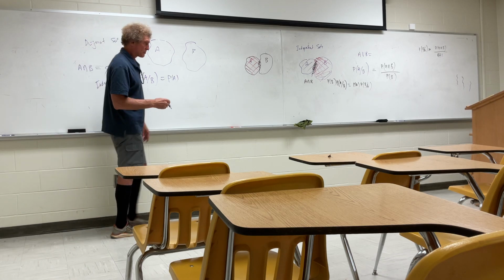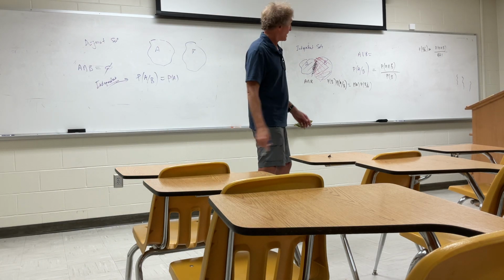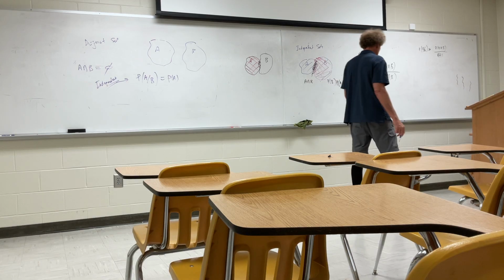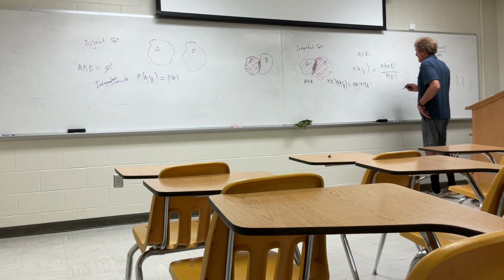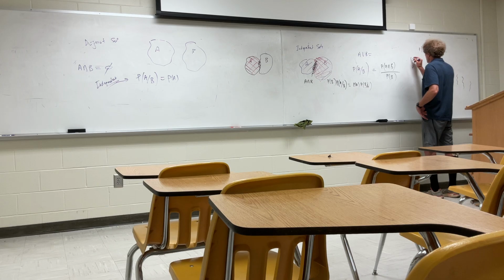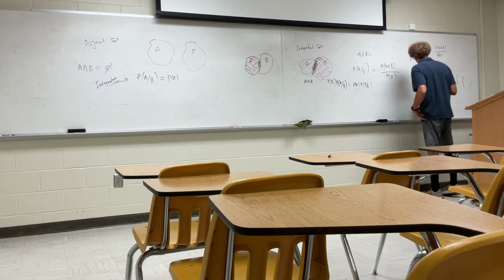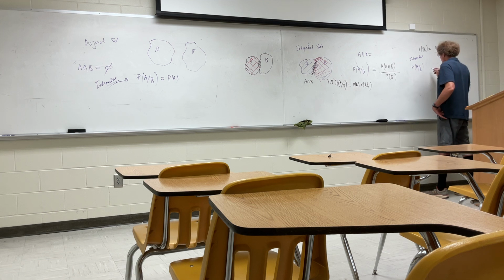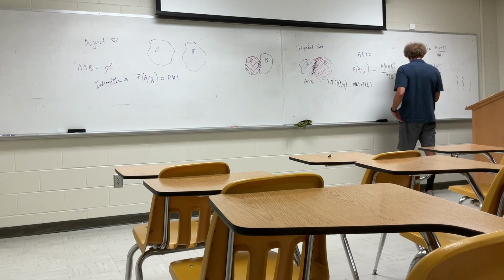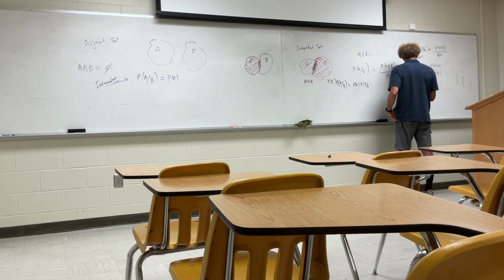If it's independent, then the probability of A given B is just probability of A. Getting back to this, if it's independent, the probability of A given B, and I'll do it this way, is the probability of A intersect B over the probability of B.